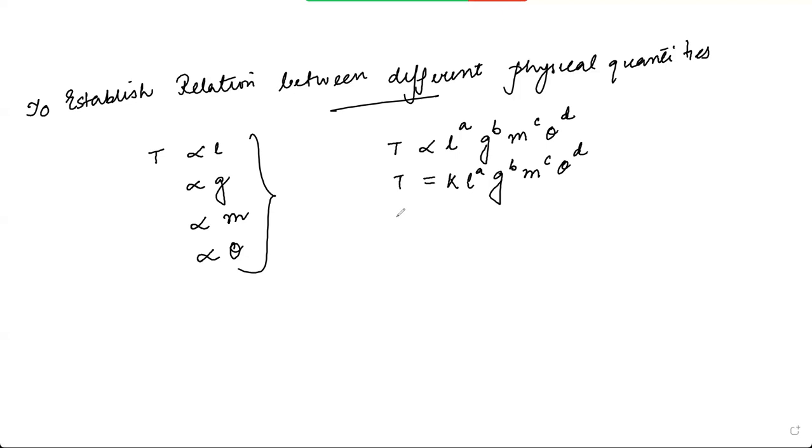Now in the LHS, the dimension of T is capital T. And this is K, the dimension of length is L to the power A, g is (L T to the power minus 2) to the power B, M to the power C, and theta to the power D. K is a dimensionless constant of proportionality.